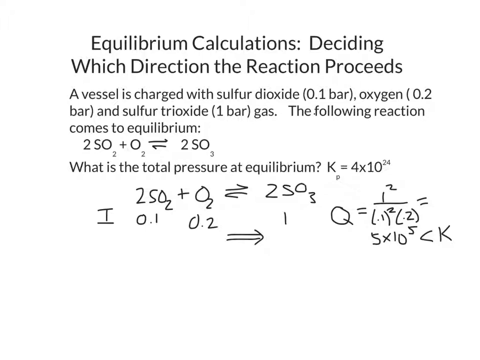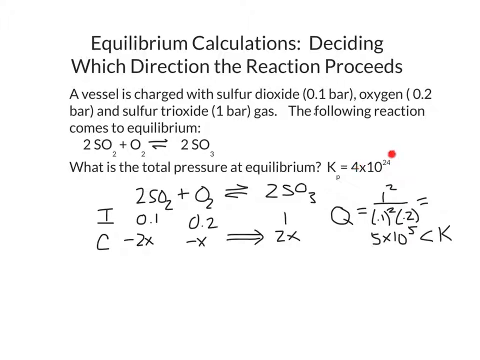And so I know that my reaction is going to go in this direction to get to equilibrium. To get to equilibrium, I'm going to need to change these concentrations by making 2x of my sulfur trioxide, losing x of my oxygen, and losing 2x of my sulfur dioxide. Now, before I get too much further, let's think a little bit about down the road whether we're going to be able to make an approximation or not.